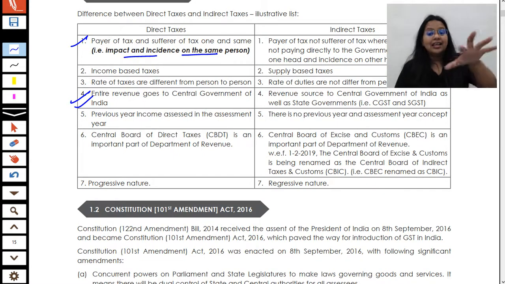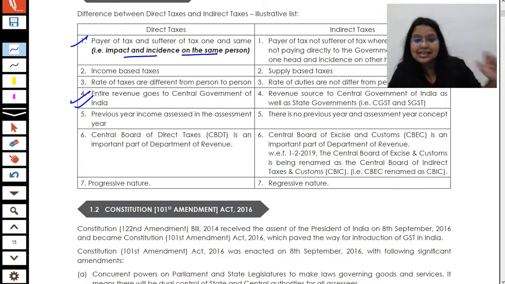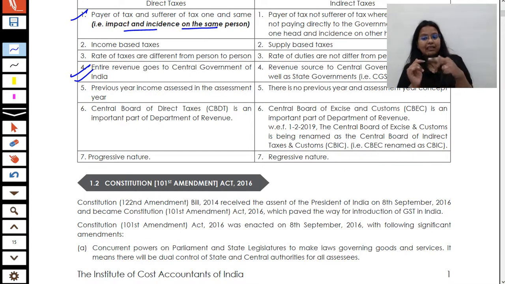It means the revenue goes to the central government as well as to the state government in the form of CGST and SGST, yes, for sure. Now in the direct taxes, there are two concepts. Previous year income will be assessed in the assessment year, but there is no such previous year and assessment year in the case of indirect taxes. For indirect taxes, there is only a financial year or a tax period.